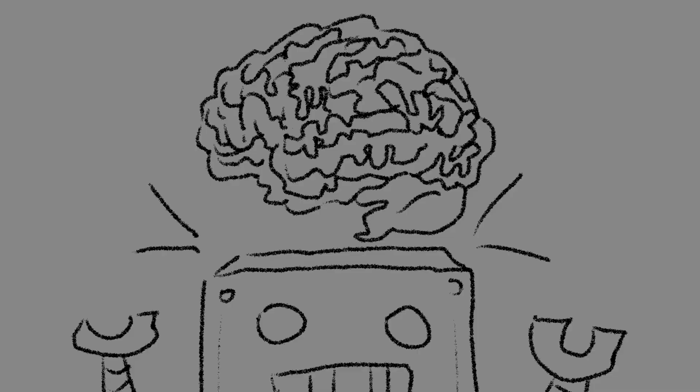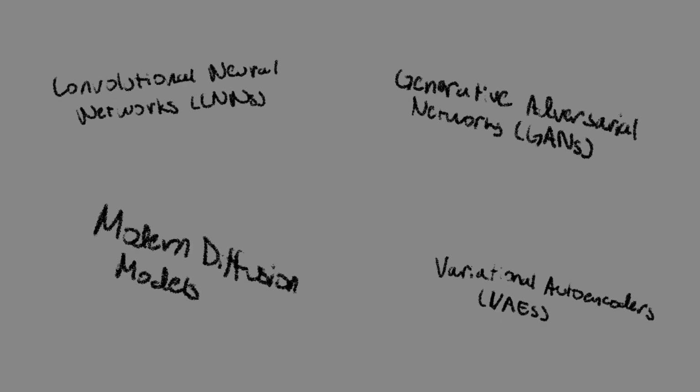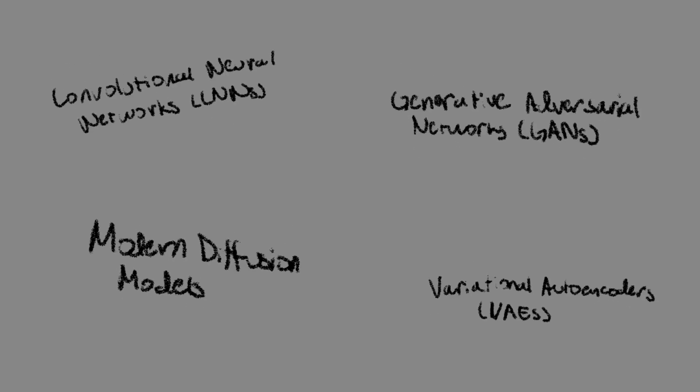These include, but are not limited to, convolutional neural networks, known as CNNs, variational autoencoders, known as VAEs, generative adversarial networks, known as GANs, and modern diffusion models such as Stable Diffusion and DALL-E 3.